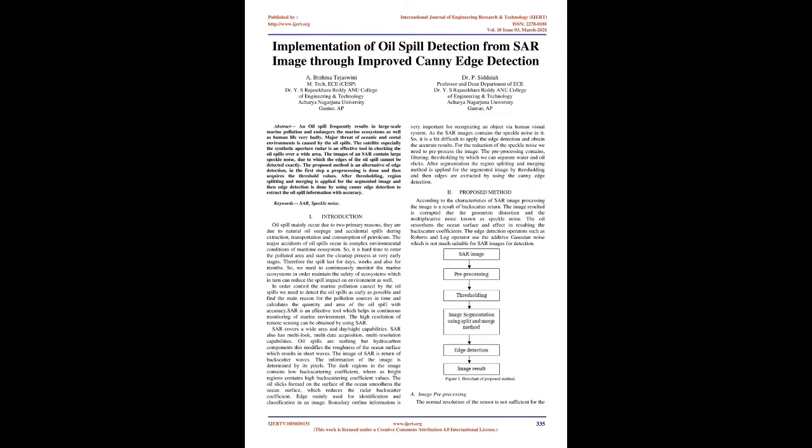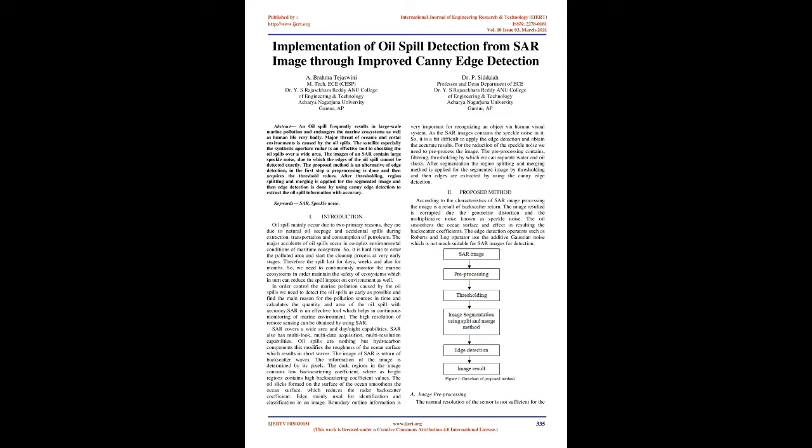Introduction. Oil spills mainly occur due to two primary reasons. They are due to natural oil seepage and accidental spills during extraction, transportation, and consumption of petroleum. The major accidents of oil spills occur in complex environmental conditions of the maritime ecosystem. So, it is hard to enter the polluted area and start the cleanup process at very early stages. Therefore the spill lasts for days, weeks, and also for months. So, we need to continuously monitor the marine ecosystems in order to maintain the safety of ecosystems, which in turn can reduce the spill impact on the environment as well.